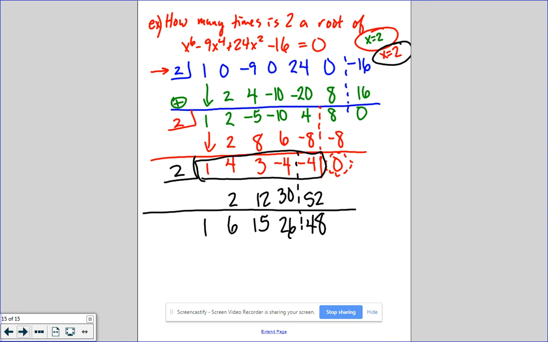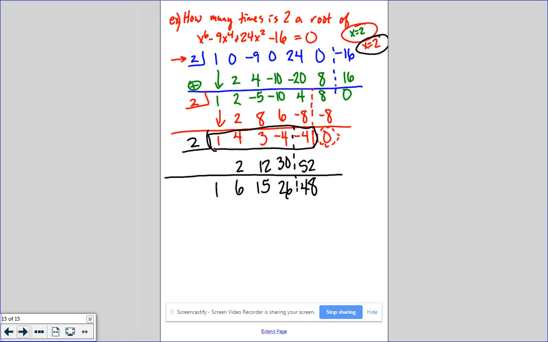Is 2 the only one we could try? That's the only number we tried. So our factors of 16, we could try 1, negative 1, 2, negative 2, 4, negative 4, 8, negative 8, 16, negative 16. Now, we're not going to do that right now because all I asked for in the problem was how many times is 2 a root, and that answer is twice. But there are still 4 more answers we would need to find if I asked you to find all 6. But that's how you do it.